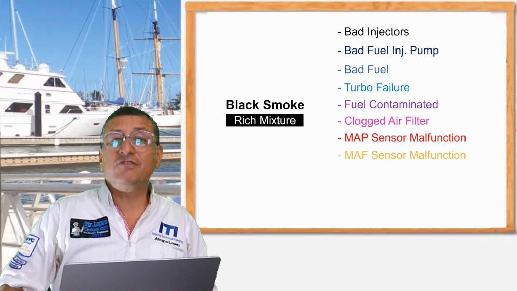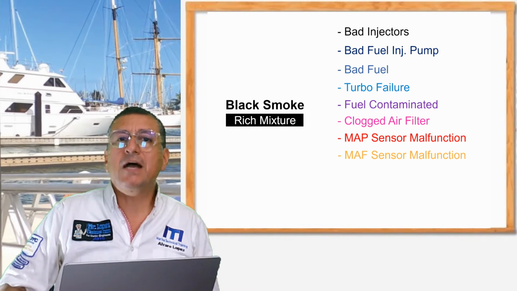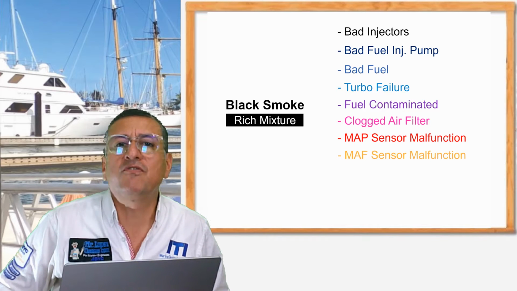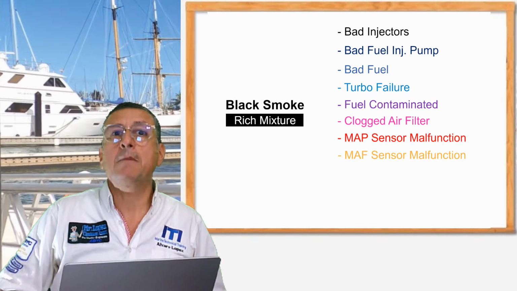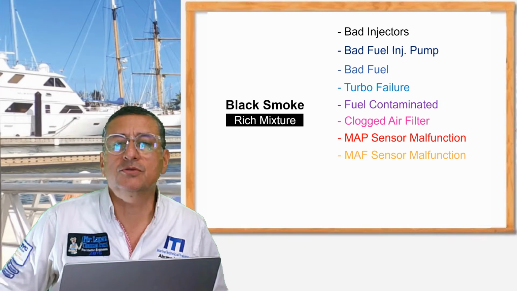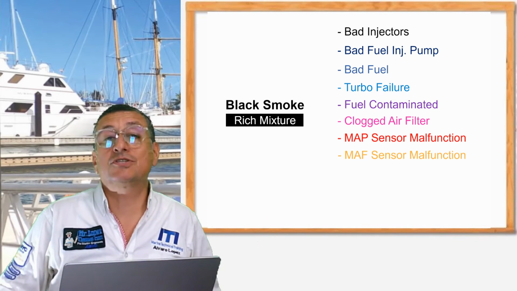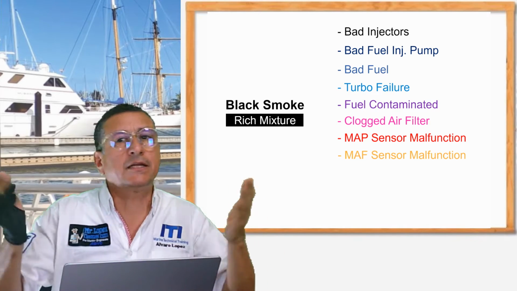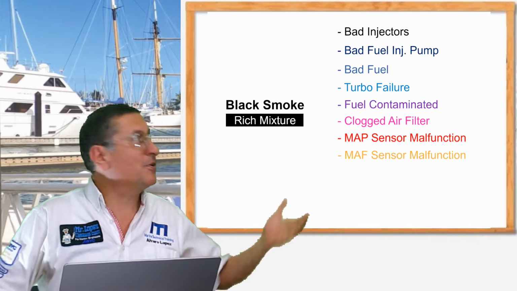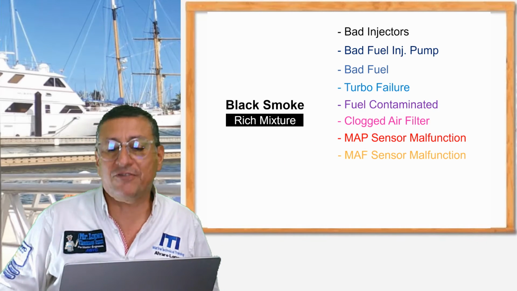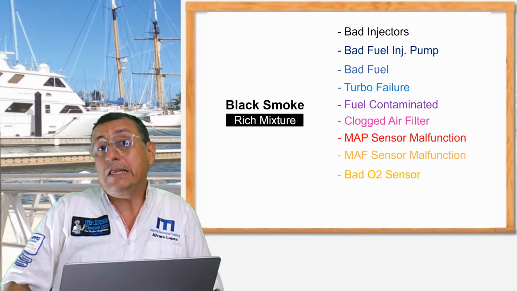Okay, guys, another possibility is the MAF sensor, the mass air flow sensor. That sensor senses the amount of air entering the combustion chamber. This is the most important one for a rich mixture, the MAF sensor.